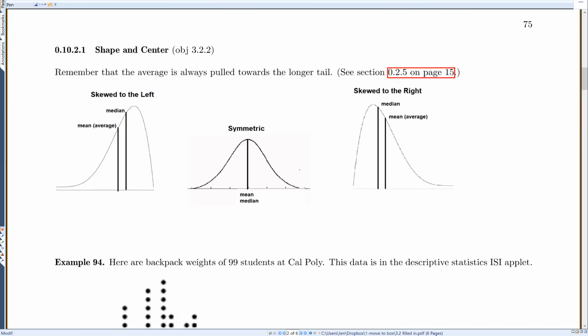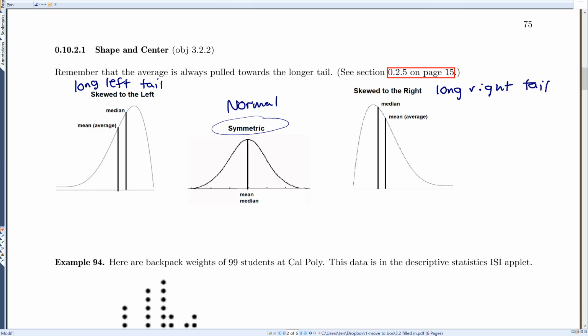So shape and center, remember we talked about skew to the left and skew to the right. So you have something that's symmetric, where it looks kind of the same on both sides. This one's also bell-shaped or normal, but you can have other symmetric options. Skew to the left means it has a long left tail. And skew to the right means it has a long right tail.